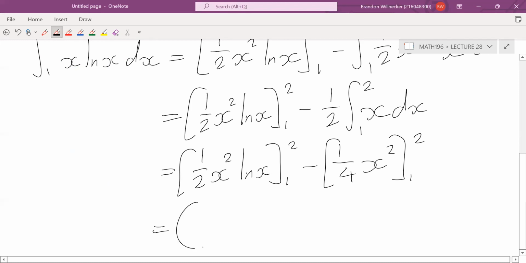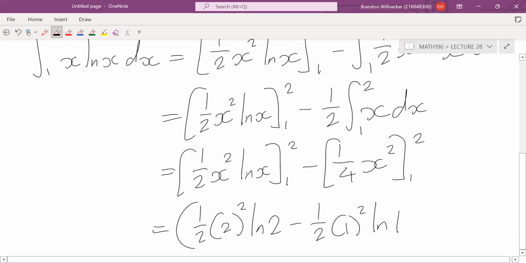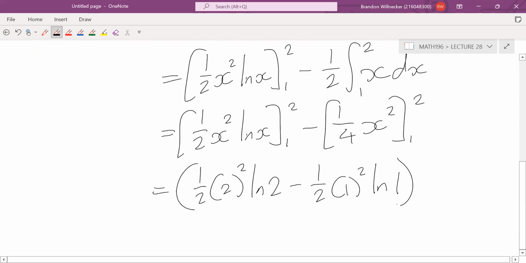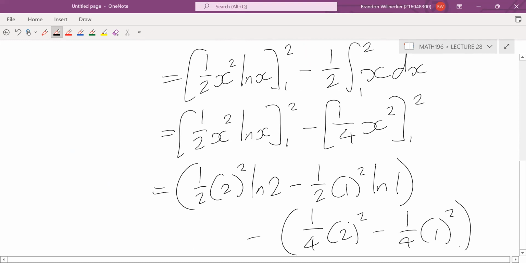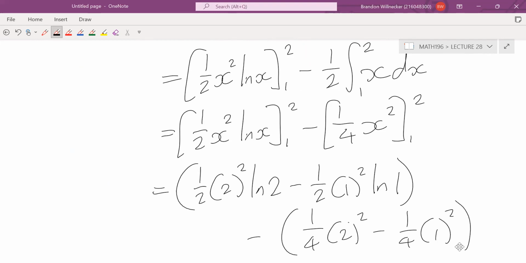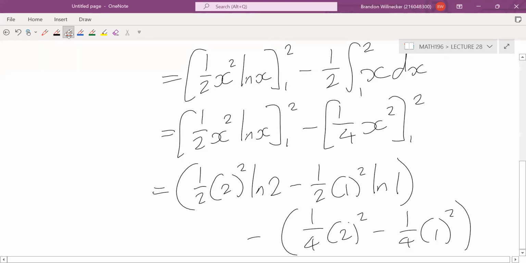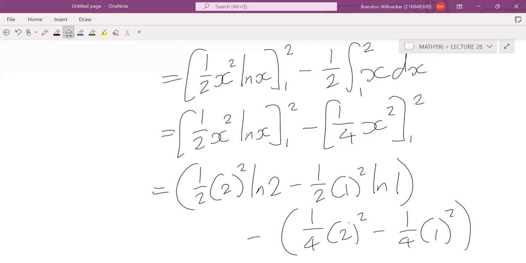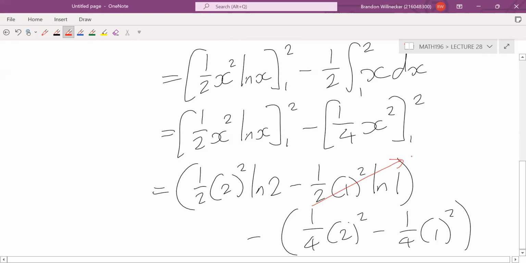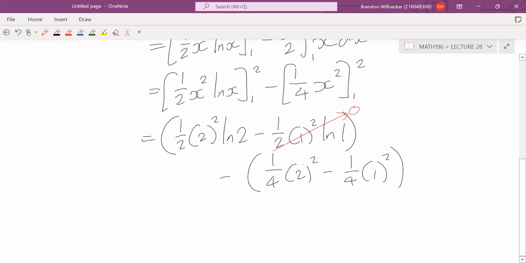For the first bracket, we're going to get 1/2 2 squared natural log of 2 minus 1/2 1 squared natural log of 1. That's our first bracket. Minus the second bracket, which is going to be 1/4 2 squared minus 1/4 1 squared. Okay, so that's our 2 brackets taken care of. Now just quickly, natural log of 1 is 0, so we can just get rid of that one.